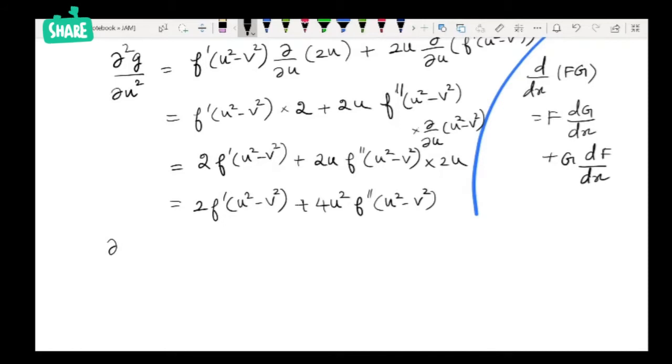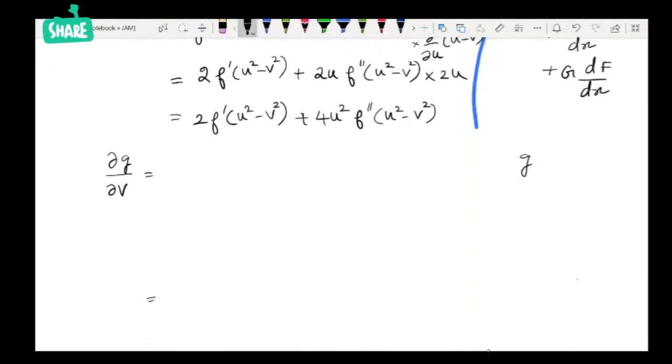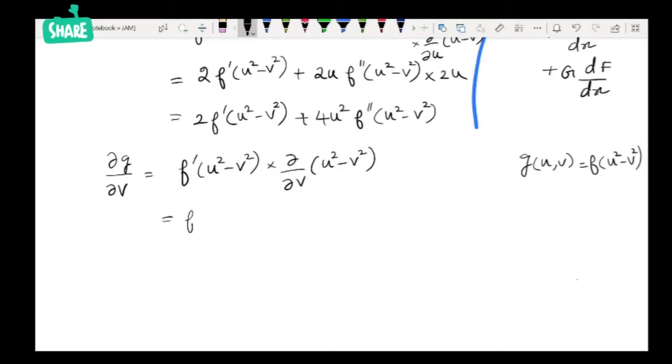Let's do the same for del square g by del v square. So let's first find the first derivative. Del g by del v, what is g? g is actually f of u square minus v square, right? So del g by del v is differentiating f first, f dash of u square minus v square, and then differentiating u square minus v square with respect to v. So we will get f dash of u square minus v square times minus 2v. It's a partial derivative.